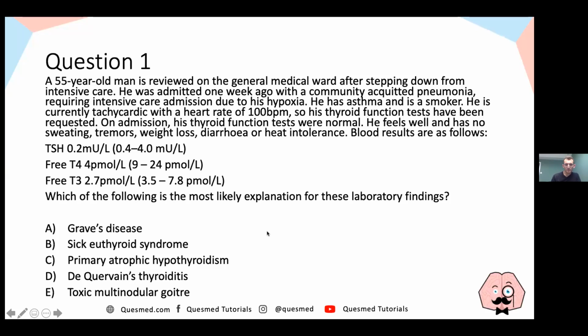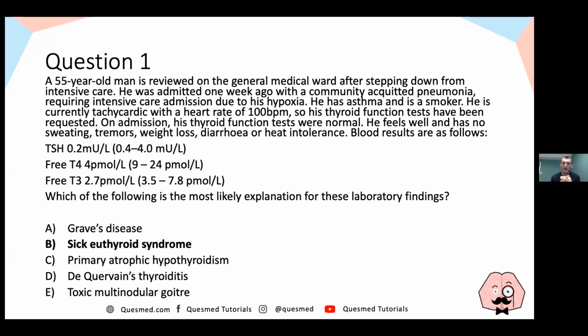So the answer for this one is sick euthyroid syndrome. And I'll take you through why that's the case. This is a man who's come into hospital with normal thyroid function when he was admitted. And after a week of being very unwell and requiring intensive care, his thyroid function has changed. If we look at the thyroid function test, we've got a low TSH and a low T4 and a low T3. So everything is low. And he's got no symptoms at all at the moment of thyroid disease.